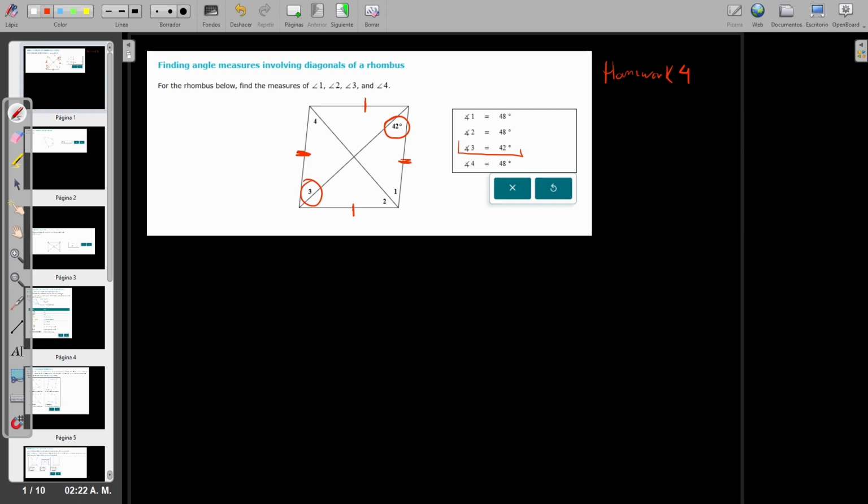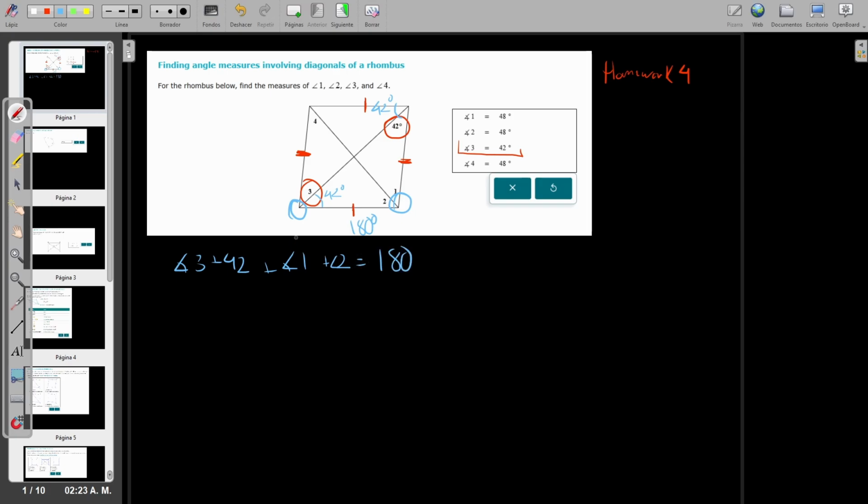This is because, also a property of the rhombus, this angle is also going to be measuring 42, which means this 2 is also going to be measuring 42 degrees. Now, this whole angle and this whole angle are going to be measuring 180 degrees. So it's going to be the angle number 3 plus 42 plus 1 plus 2 are going to be 180 degrees.